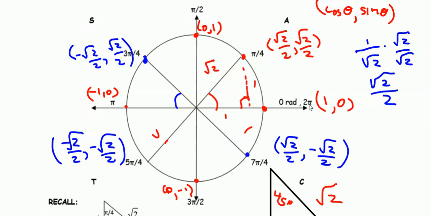And then if I had the cos of 2 pi, that's 1. The sine of 2 pi is 0.